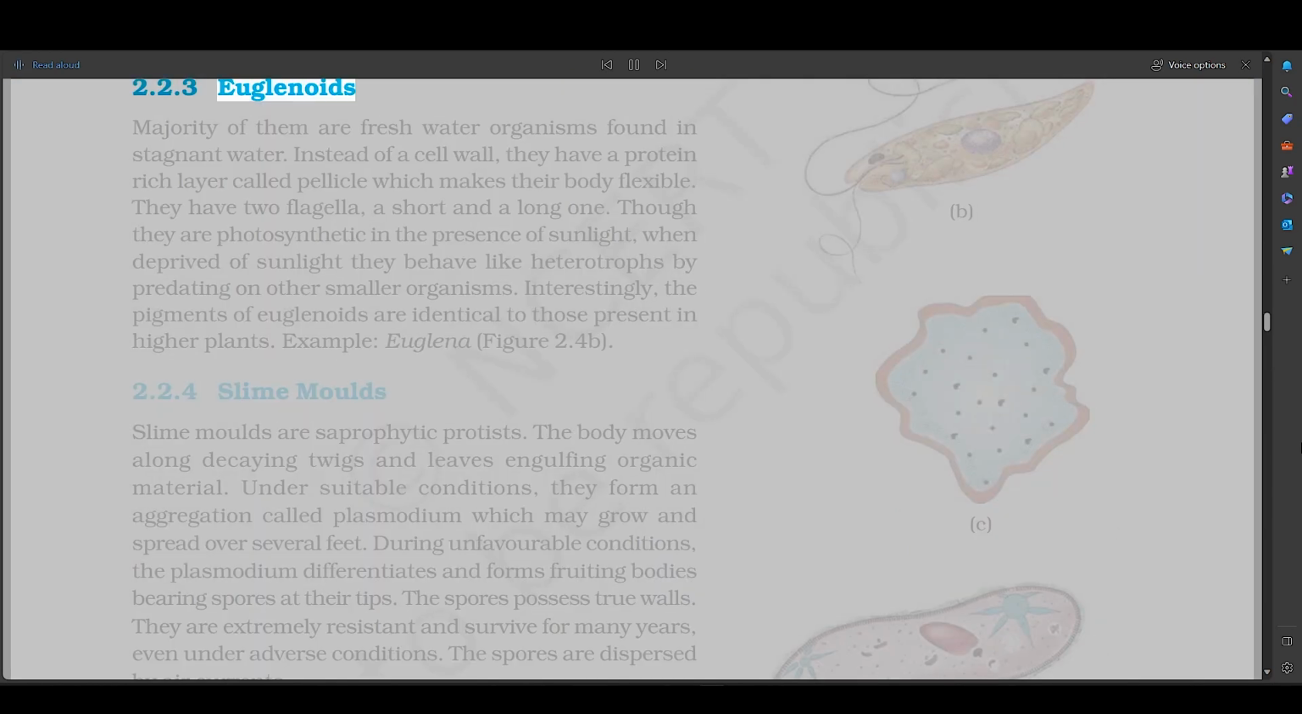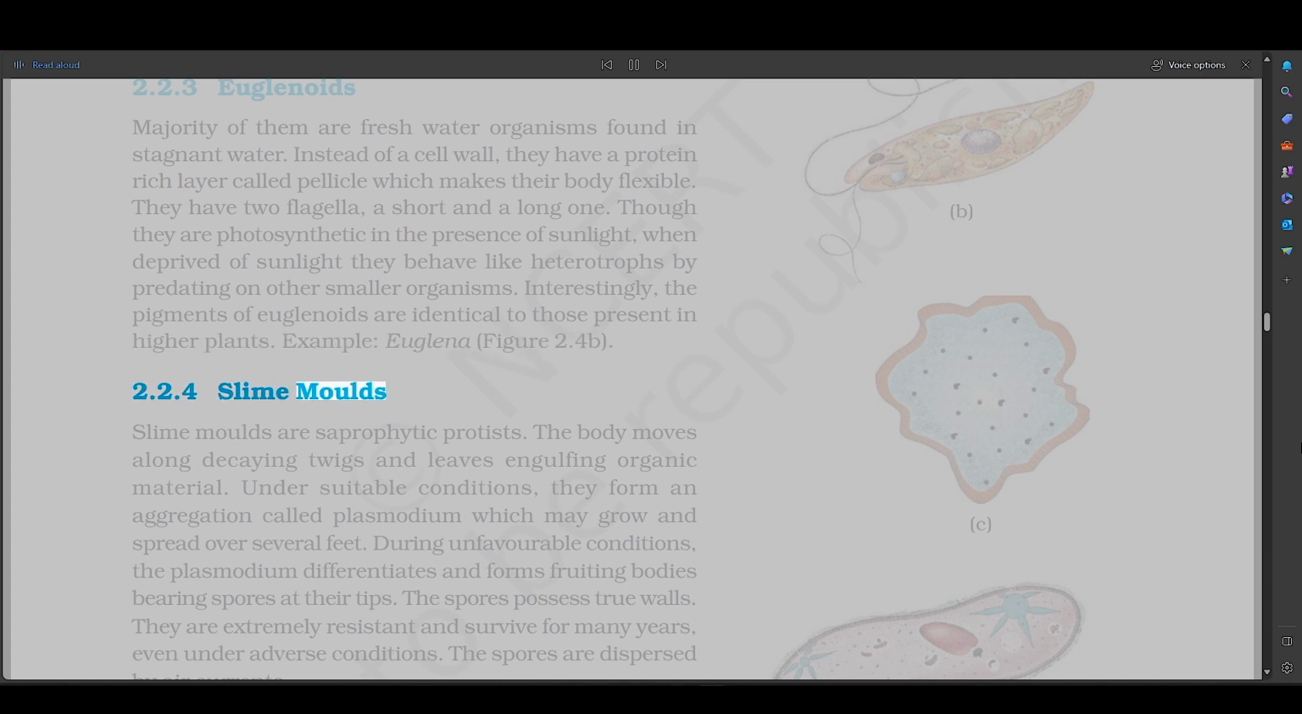2.2.3 Euglenoids. Majority of them are freshwater organisms found in stagnant water. Instead of a cell wall, they have a protein-rich layer called pellicle which makes their body flexible. They have two flagella, a short and a long one. Though they are photosynthetic in the presence of sunlight, when deprived of sunlight, they behave like heterotrophs by predating on other smaller organisms. Interestingly, the pigments of euglenoids are identical to those present in higher plants. Example, Euglena, Figure 2.4b.